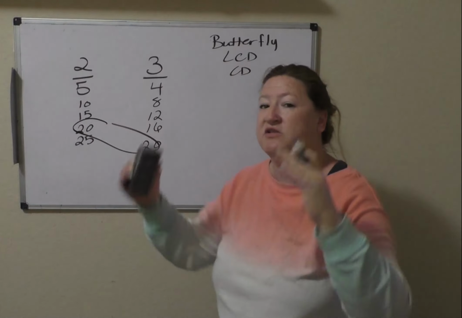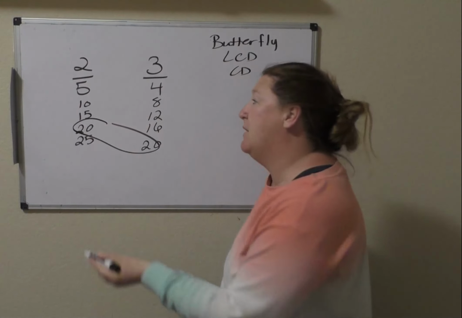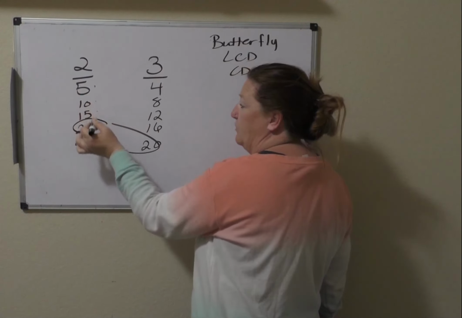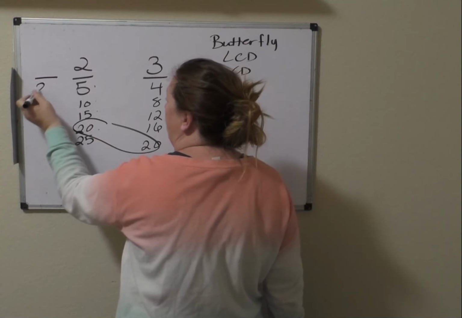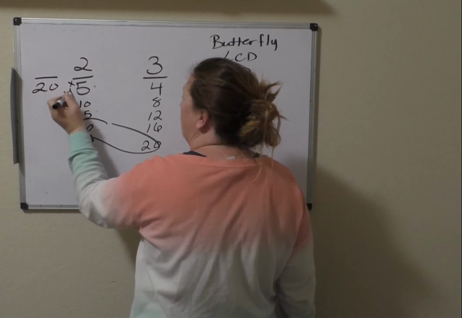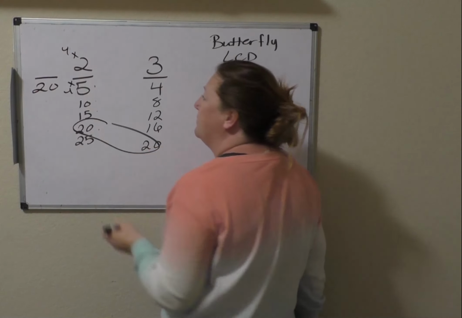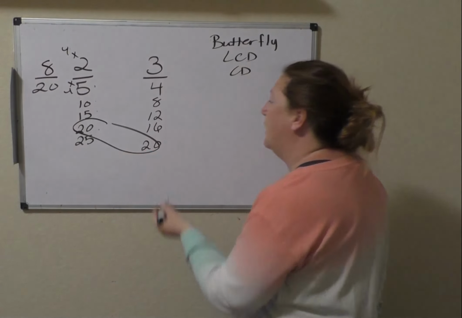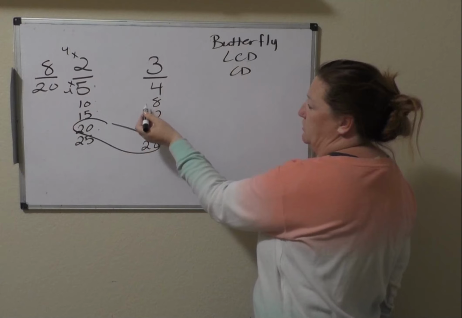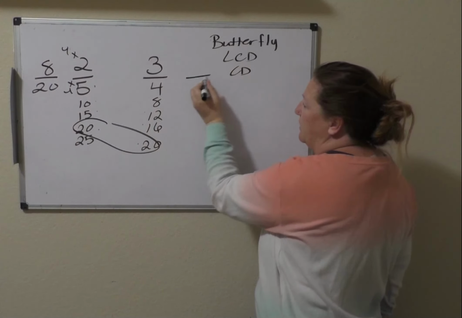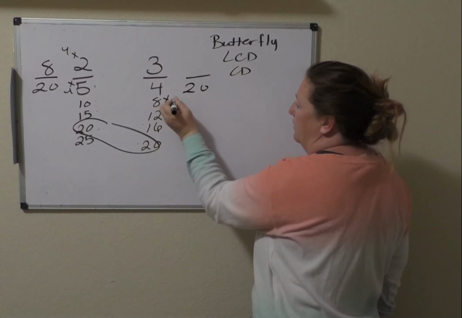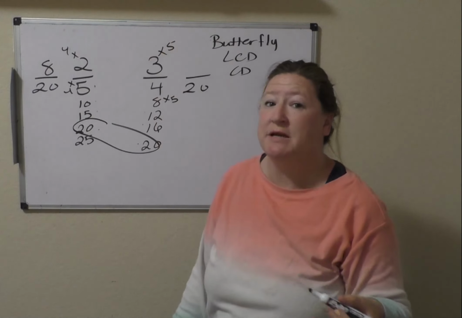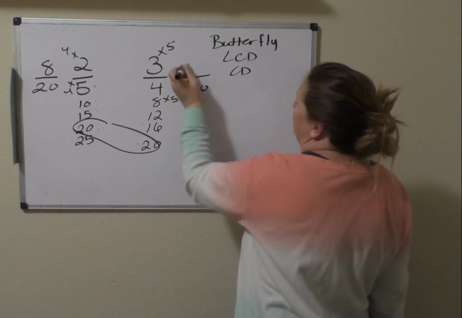Now, the rule is whatever I do to the bottom, I must do to the top. So I know that 5 times 1, 2, 3, 4 gives me 20. So I have to do the same to the top. 2 times 4, which gives me 8. I know that 4 times 1, 2, 3, 4, 5 gives me 20. So I have to do the same at the top, which is 3 times 5. 3 times 5 is 15.